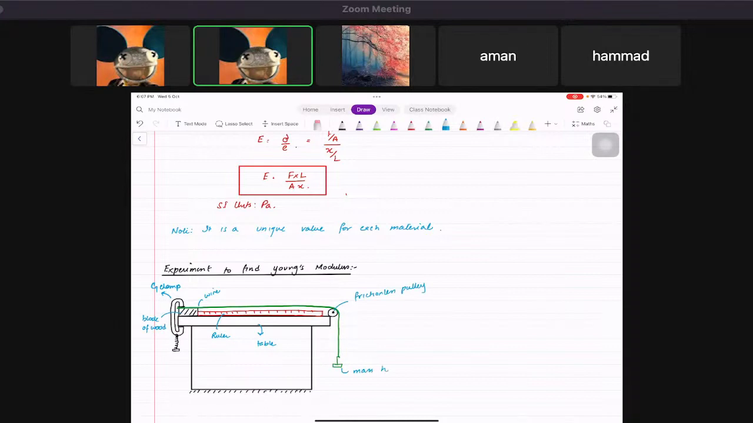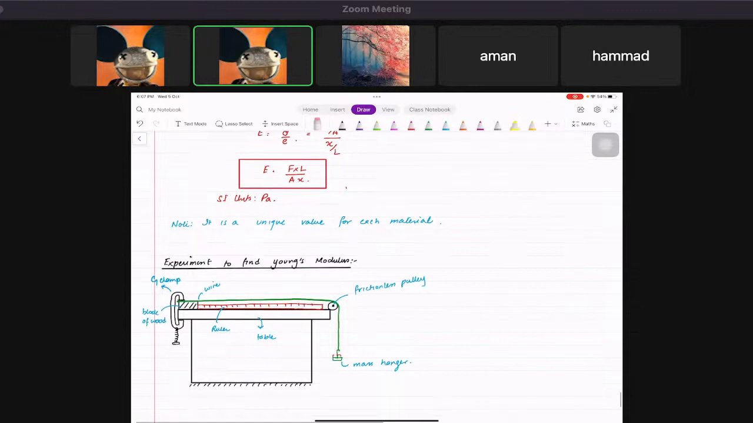Mass hanger to increase the weight, we just keep on putting weight on it. Also, at one point, we just put a tag. And when you add masses to this mass hanger, the wire extends. So the tag basically moves to a new location. So we know the extension. Okay, like that.